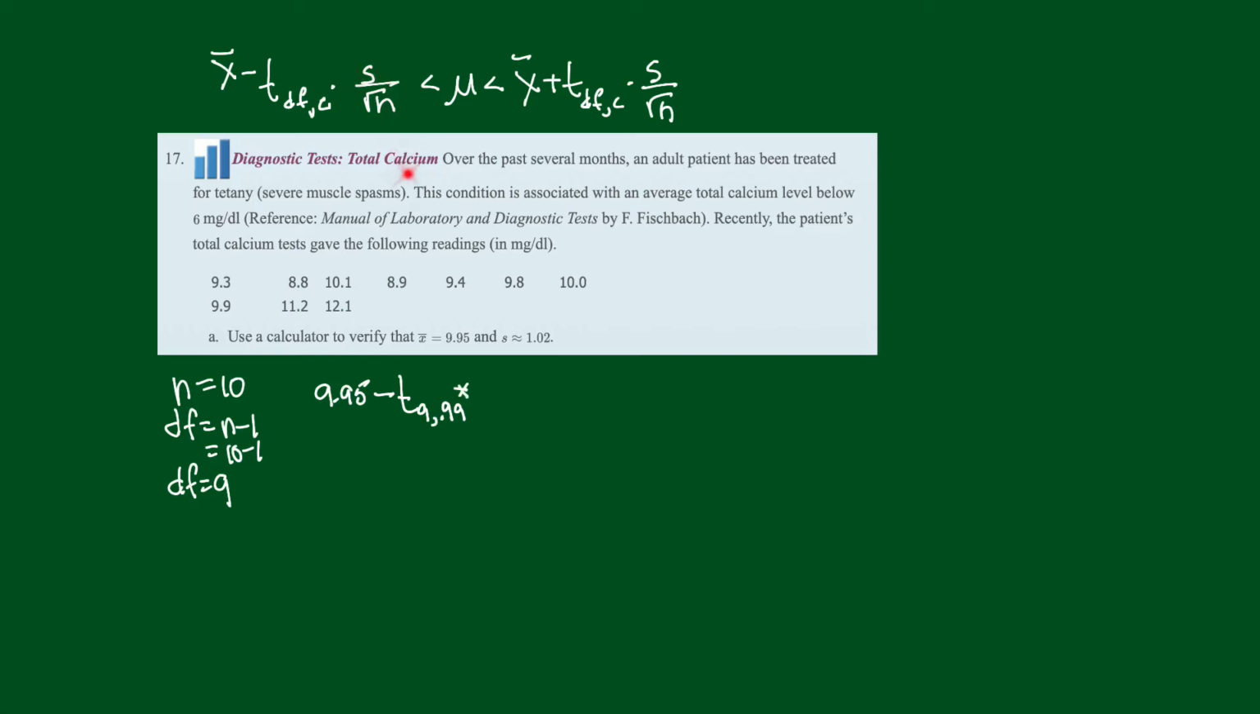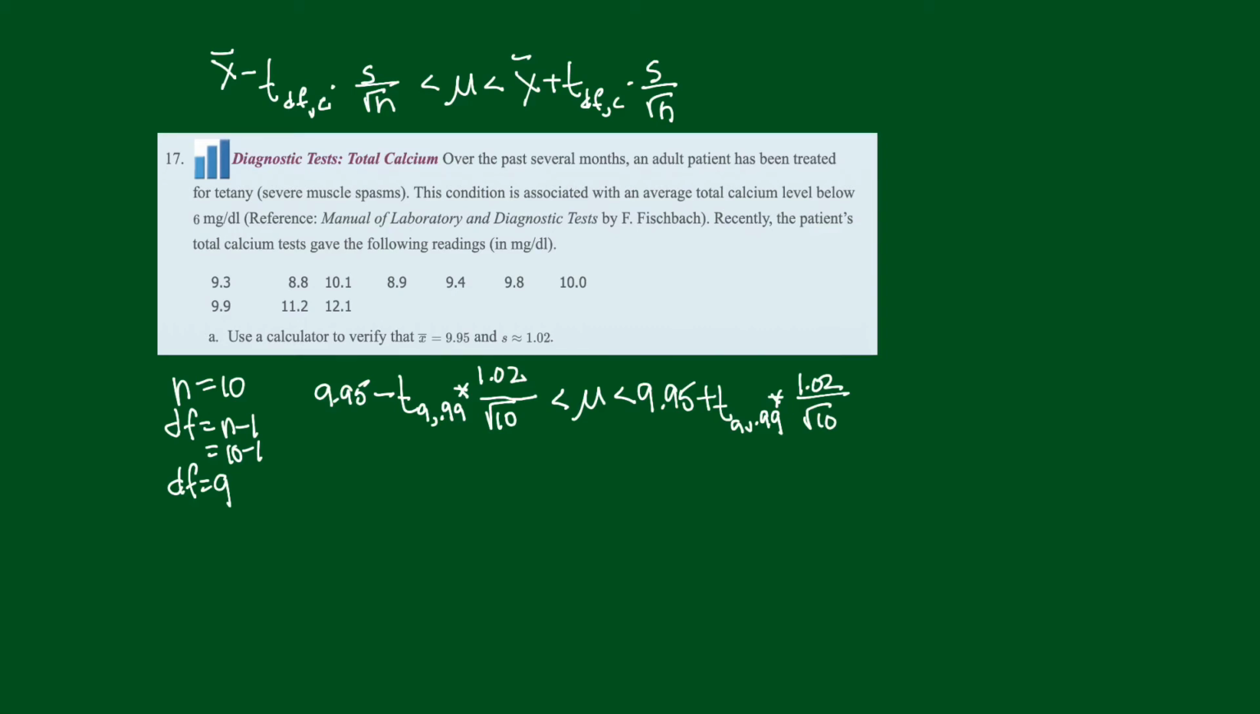Now, I have to go look that number up, but now I'm going to get times what? Times S. What is S? 1.02. It's a fraction. 1.02. And then divided by the square root of n, the square root of the sample size. Our sample size is 10, so it's going to be divided by the square root of 10. Now, this will be less than the mean, which is going to be less than the same thing, but with a plus sign over here. So it's going to be 9.95 plus that t at 9 degrees of freedom at 0.99 times 1.02 over the square root of 10.